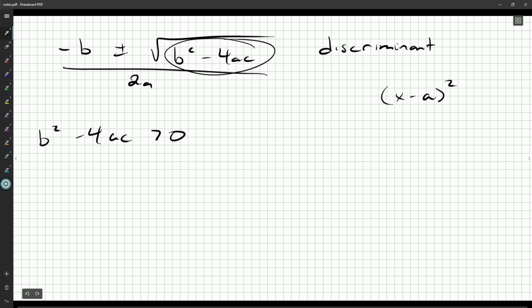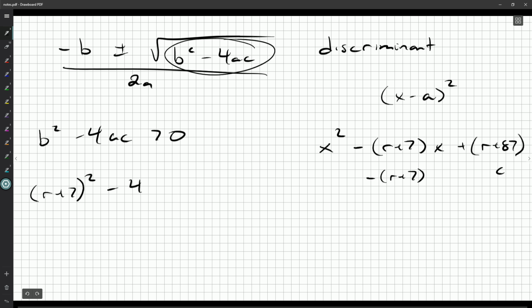Okay, now for our quadratic, the c term is r plus 87, the a term is 1, and the b term is negative (r plus 7), but that's not going to matter because we're about to square it. So (r plus 7) squared minus 4 times 1 times (r plus 87). And this expression is going to be quadratic in r, and it's got to be positive. Okay, so what can we have? Well, let's expand this out.